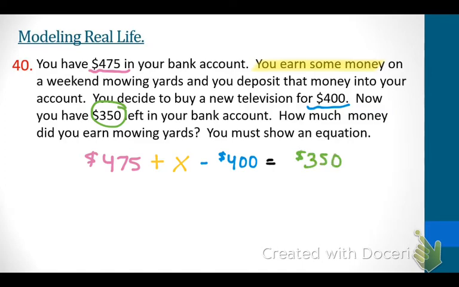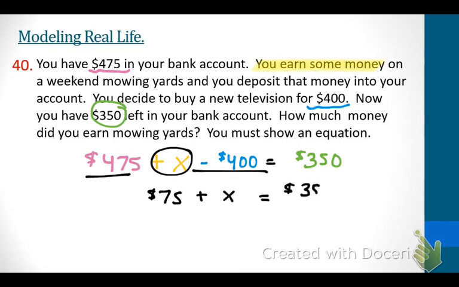So let's just look on the left side. Is there anything I can combine? Yes. Those are both constants. That's all alone by itself. Guys, what's this if I connect it? What's 475 minus 400? $75. Drop down your plus X equals 350.